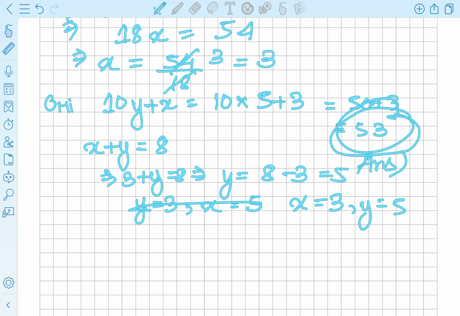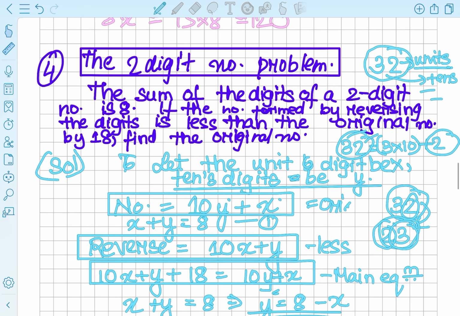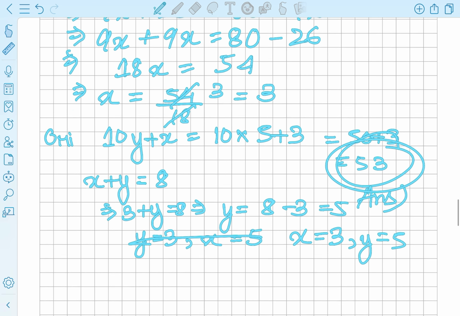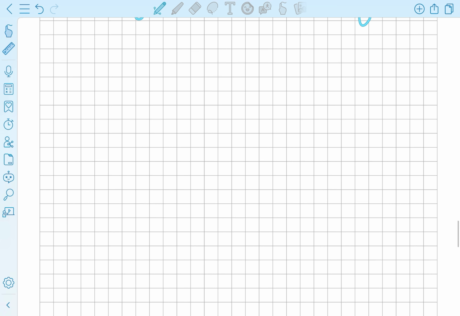Understood? So this is the entire concept of the number problem. You have to practice these number problems a lot because they are so important. Now let's take a look at another kind of sum. I know that it's taking a lot of time, but because I am explaining it in great detail, you will understand each of the sums in detail.